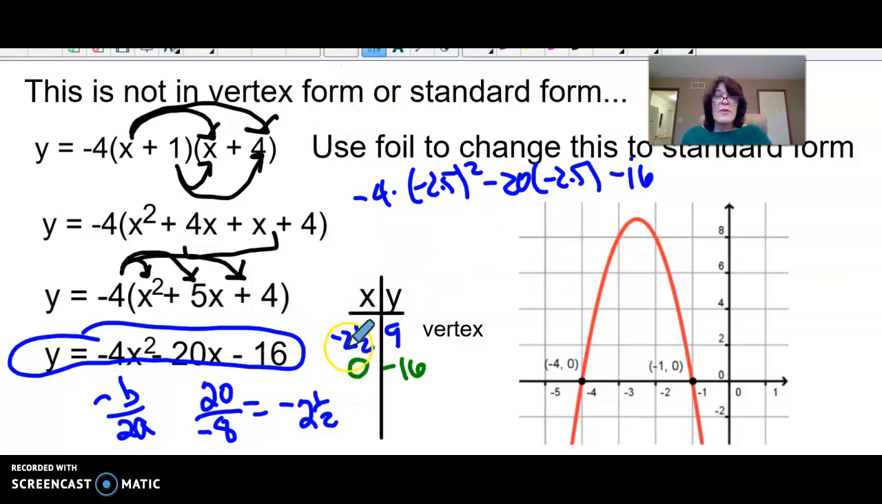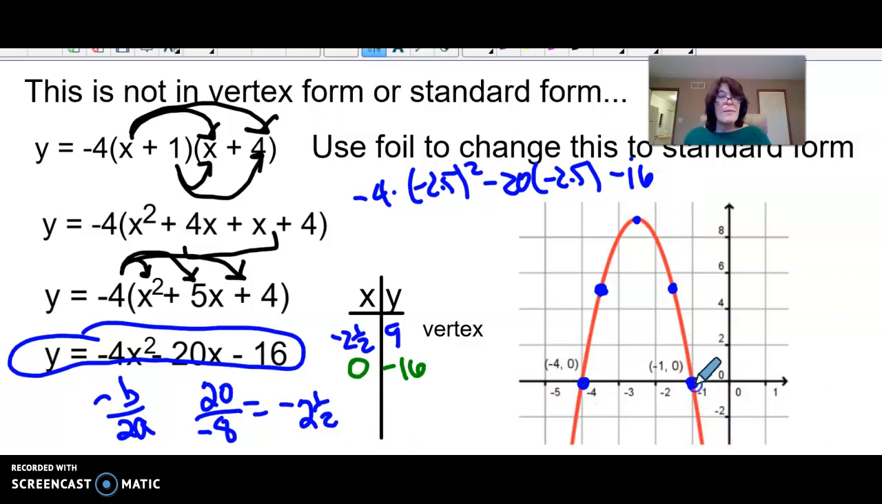So once you see that your vertex is at -2.5, what did we do? Sometimes we used our A to go down 4 from my vertex. I'm going to go down 4: 1, 2, 3, 4, and over 1. Going over 1 from -2.5 would put me here. So that would have given me those 2 points, and then I would have graphed around there.